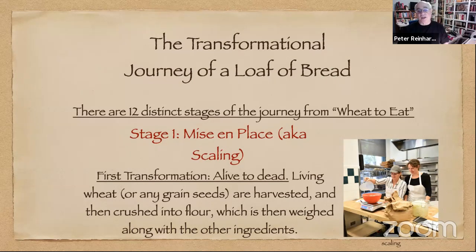So the first transformation in this journey is going to be alive to dead, because when we harvest that wheat, when we gather the seeds of that wheat and we take it to the mill where it is crushed into flour, we kill the life-giving properties of that seed. It is destroyed. So we've just taken a living thing and made it dead. I always say that harvesting is just a euphemism for killing, but that's what we've done. And then what we do with that flour is we combine it with other ingredients that we've scaled out to begin the dough making process.